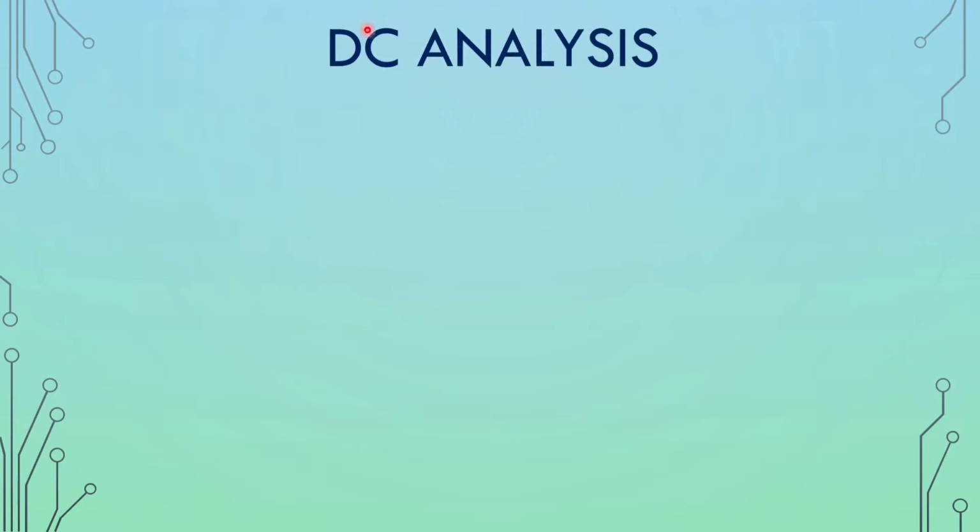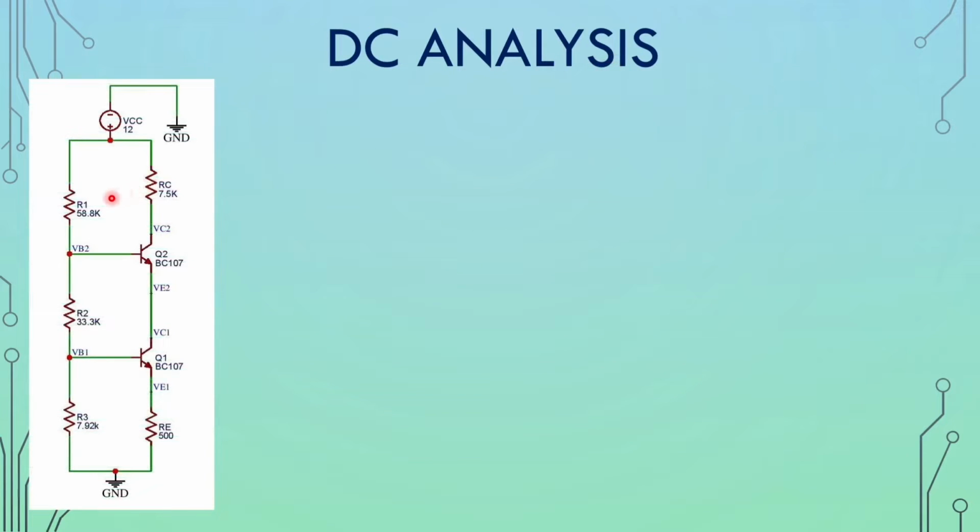Now we are going to deal with DC analysis. Here we have an example problem of DC analysis, and here we have a DC analysis circuit diagram. From the circuit diagram we can find 2 transistors of BC107 and 5 resistors with voltage supply 12 volts, and it is grounded. For transistor Q1 we have 3 nodes, VB1, VE1 and VC1. Similarly for transistor Q2 we have VB2, VE2 and VC2.